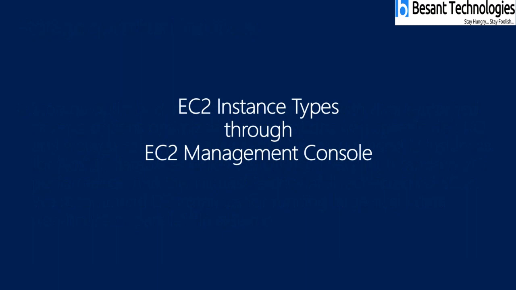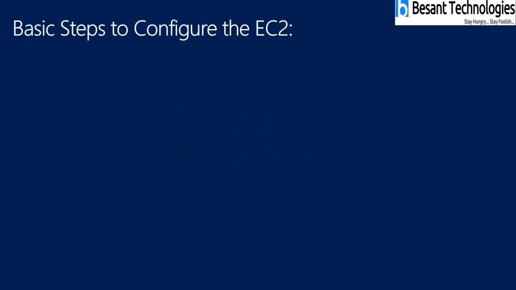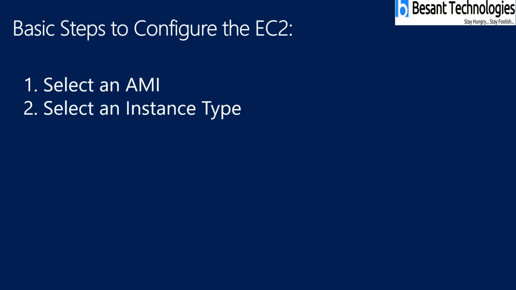Now the EC2 instance through the EC2 management console. We'll go to the console and we'll see how we'll be working on EC2. Basic steps to configure EC2: we need to select an AMI, Amazon Machine Image, which is the software you require to install in your instances. Then select an instance type. In the free tier, we will be using whatever instance type is available.